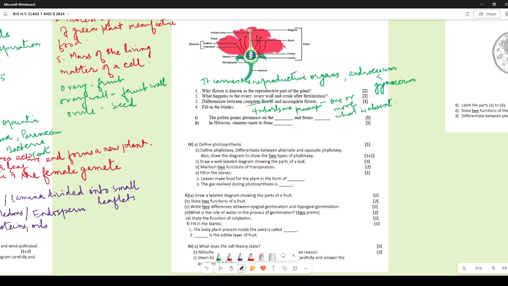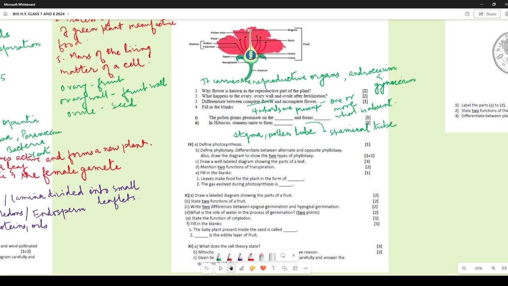The pollen grains germinate on the, where do they germinate? They germinate on the stigma, right? And form what? Pollen tube. In hibiscus, stamens unite to form what? Staminal tube. It is called the staminal tube.